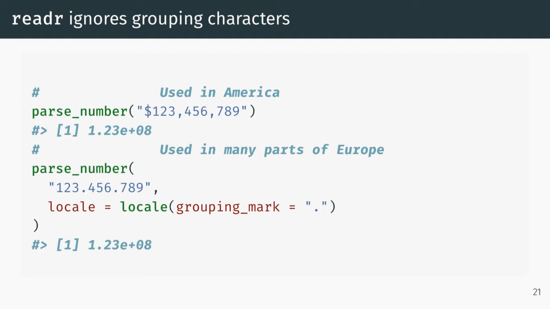And it ignores grouping characters. So parse number ignores grouping characters. In the US, we often use commas as grouping characters in numbers, in integers, and by the way, this doesn't affect how it's stored.